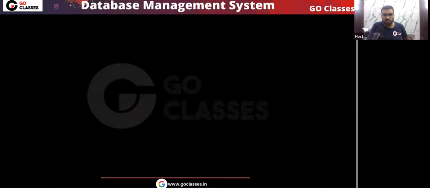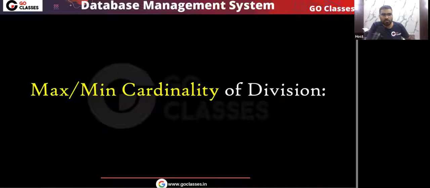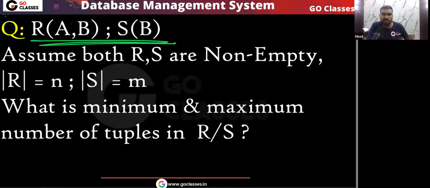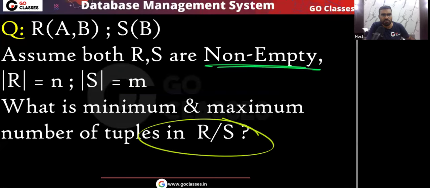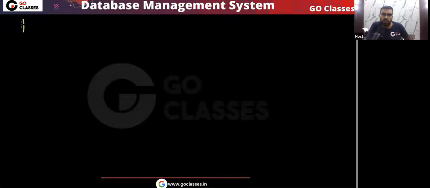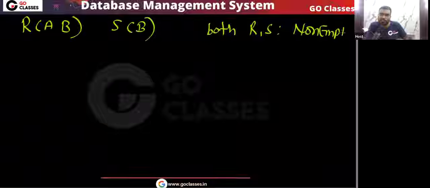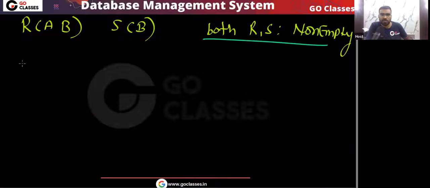I hope you understood. Now let me cover this topic: maximum and minimum cardinality of the division operation. If this is your table R(A,B) and S(B), and they are non-empty, R has n tuples and S has m tuples, then what is the maximum and minimum cardinality of R divided by S? Both are non-empty, they have at least one tuple. Now tell me, what is the minimum cardinality of R divided by S?